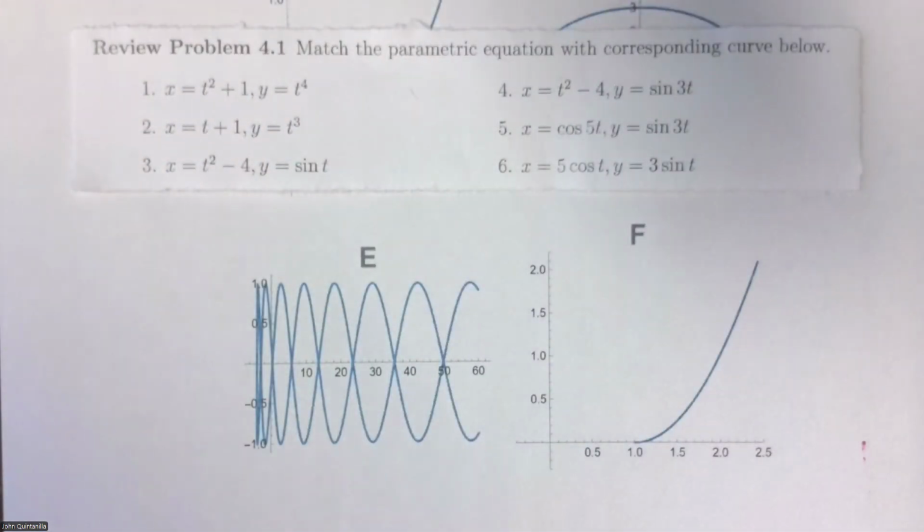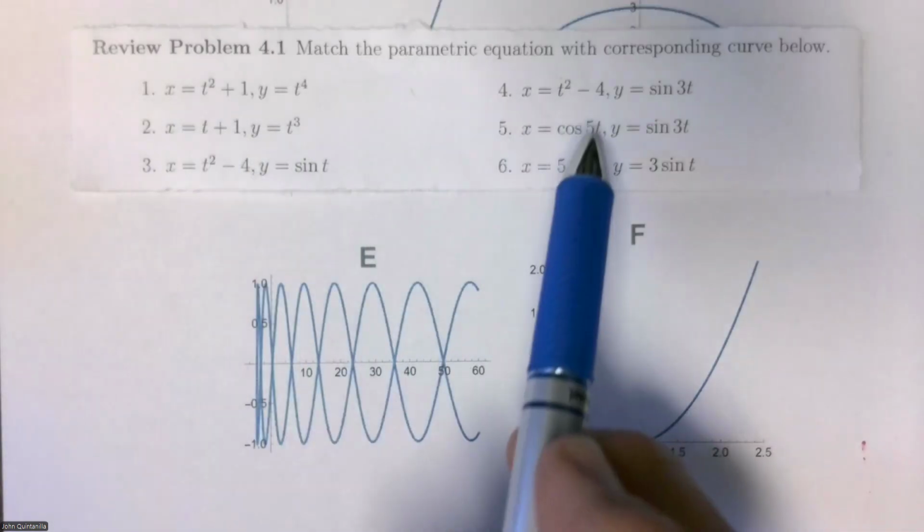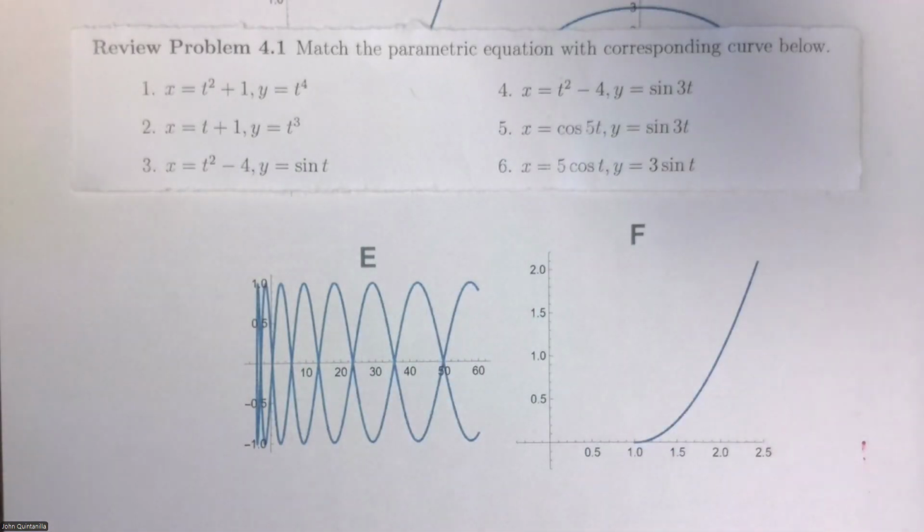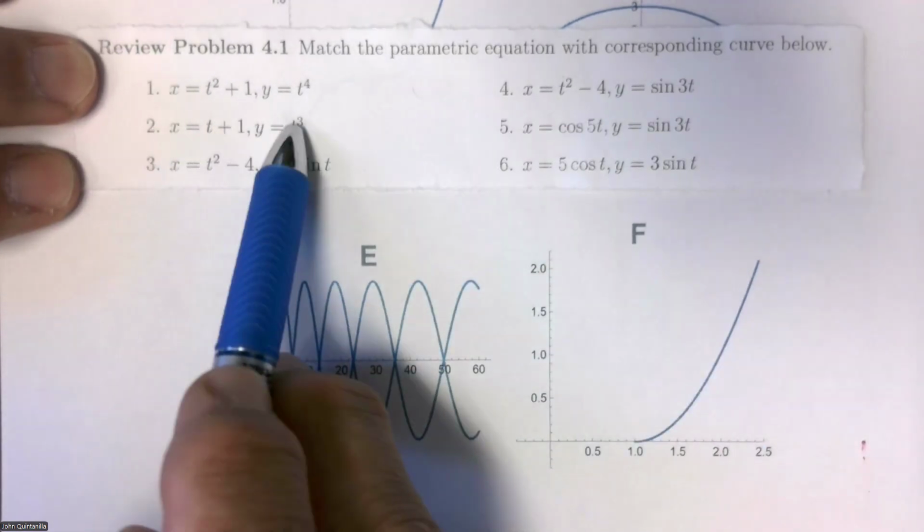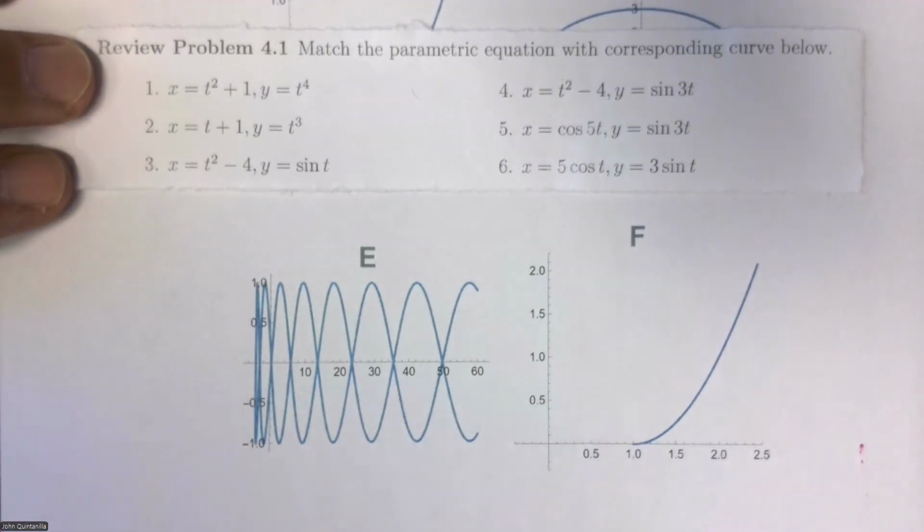For this review problem, we're going to do matching. Six different parametric equations are given, and the question is to basically match the curve with the equation. I should emphasize before we do anything else, for a problem like this, if this were to appear on the exam, all I would be asking you to do is basically plot this on your calculator and then be able to match the graph.